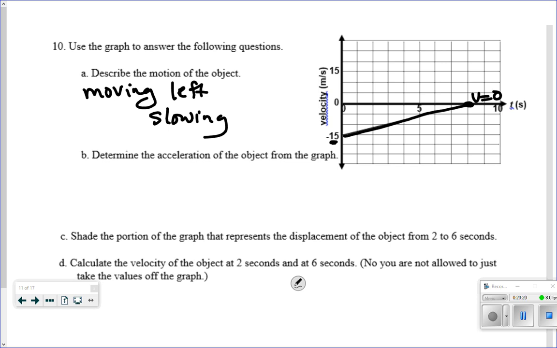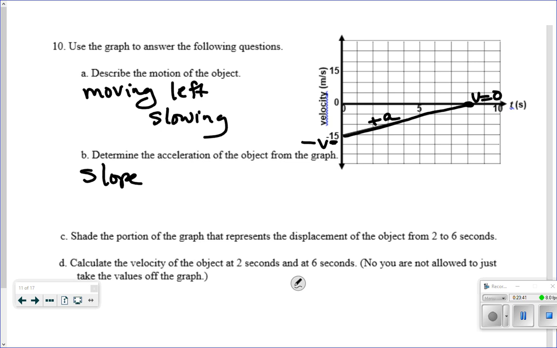Determine the acceleration of the object from the graph. That's going to be the slope of my line, and I should end up with a positive slope because you'll notice my slope is positive, right? It's going up toward that 0. So you might have a negative, and consider negative velocity, positive slope. Ta-da, slows down. That was what I was mentioning before.